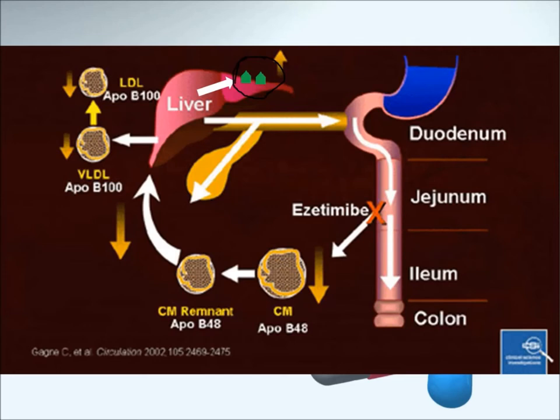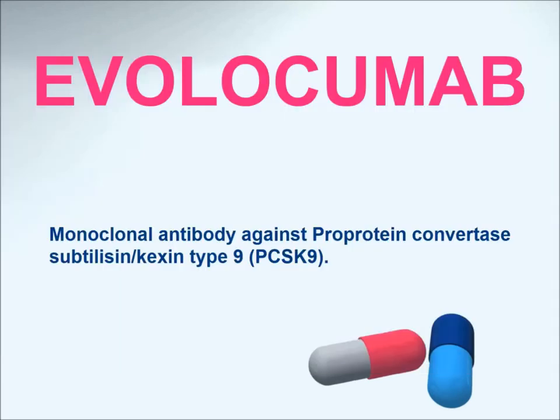If they can upregulate the LDL receptors on cells, they seem to be very effective at dropping LDL. Now, the last one we're going to talk about is evolocumab. The MAB tells you it's a monoclonal antibody. It's a human monoclonal antibody. We've seen these types of things before, the biological agents.